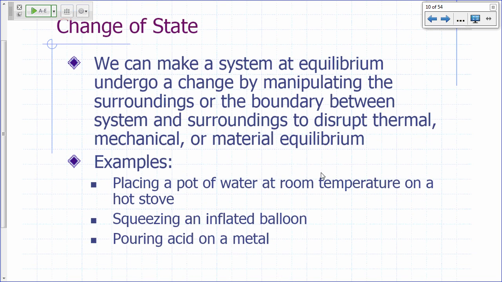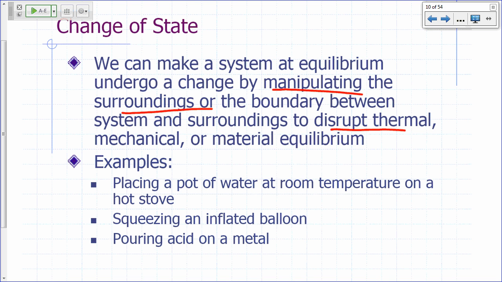Now, we can make a system undergo a change from one equilibrium state to another by manipulating the surroundings or the boundary between the system and the surroundings. Basically, we can make change happen by disrupting thermal equilibrium, mechanical equilibrium, or material equilibrium.